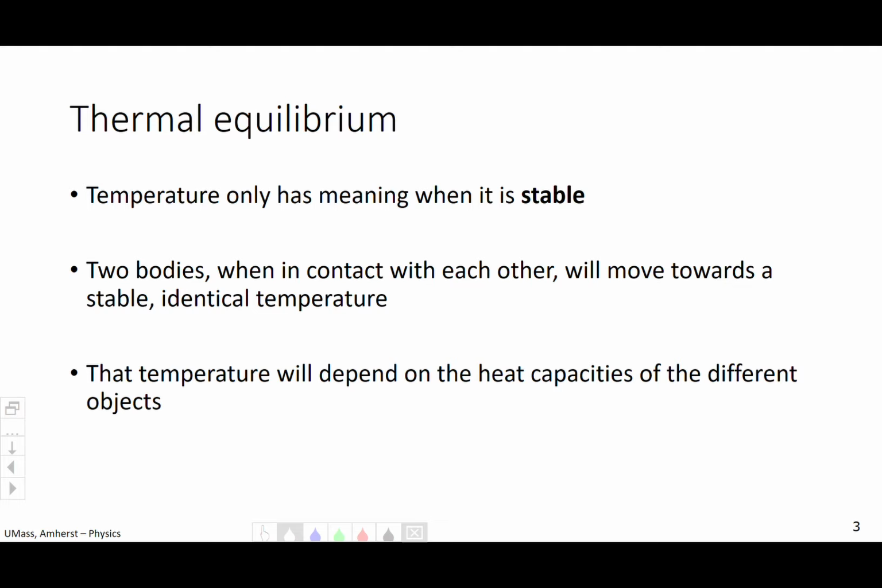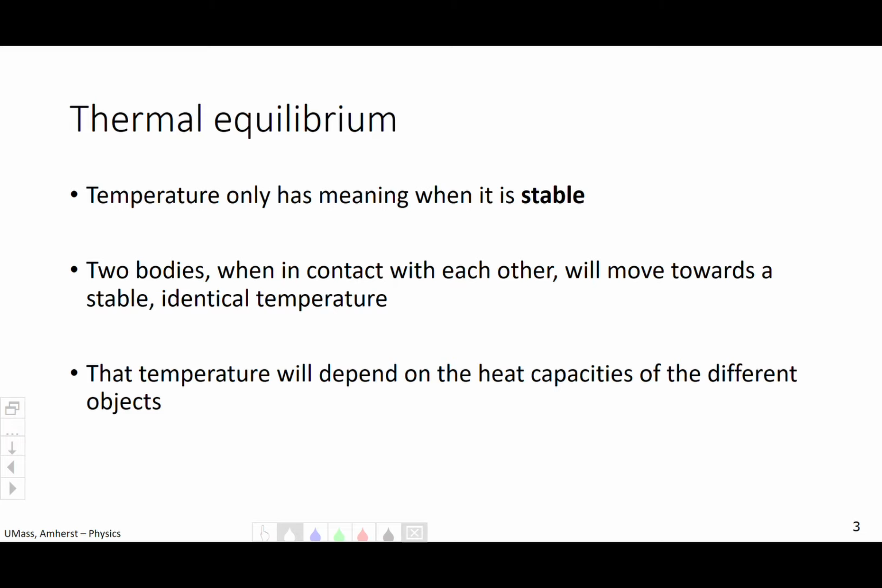So if we want to say that a sample or an object is at a temperature, it has to be at thermal equilibrium, meaning the whole sample has the same temperature. So when we have two objects, two bodies or samples that are in contact with one another, they will move towards a stable, identical temperature. We talked about entropy yesterday. This is an entropic process. That's how we say it.